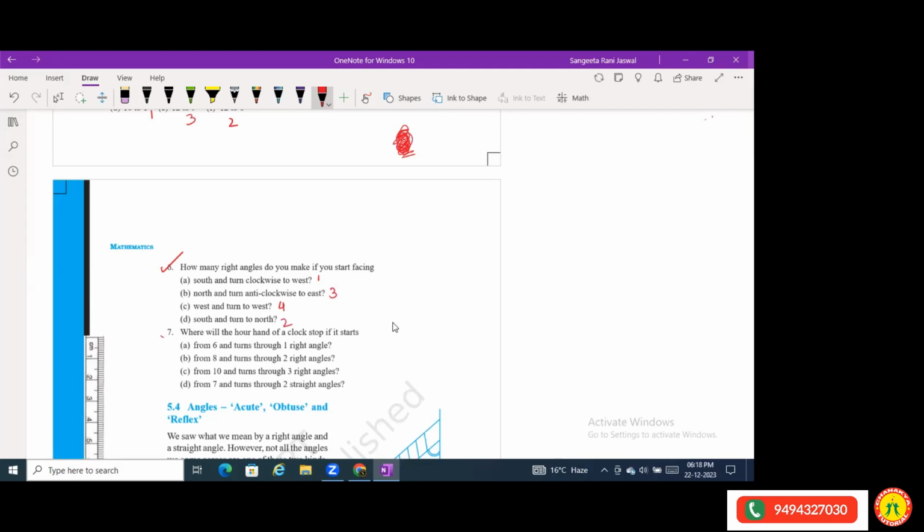Okay, next question, number 7. Where will the hour hand of a clock stop if it starts from 6 and turns 1 right angle? Now, a clock always moves in a clockwise direction. It starts from 6, and 1 right angle from 6 is 3.